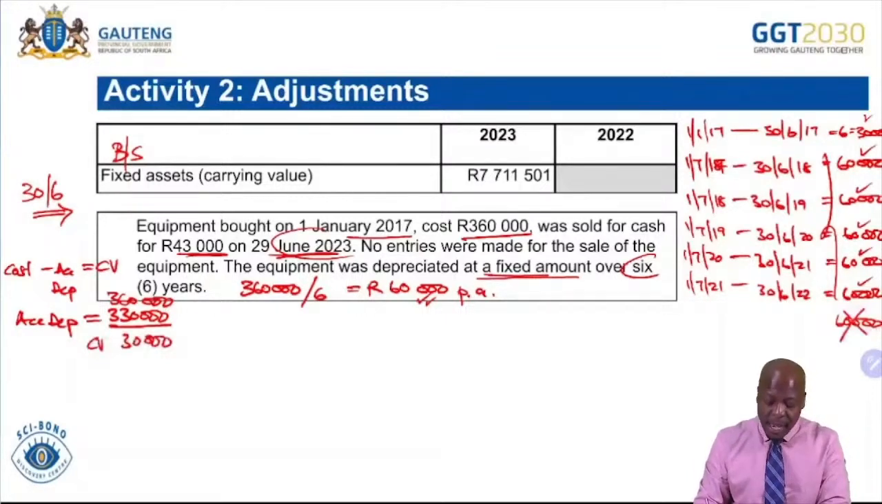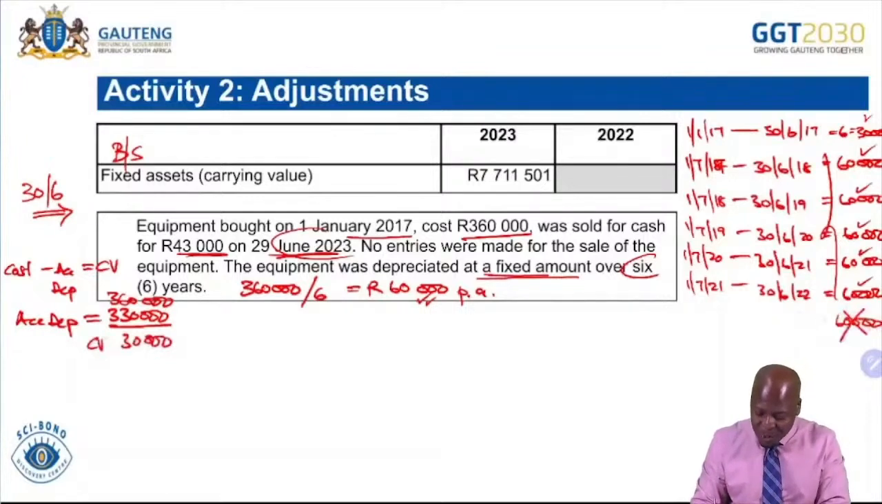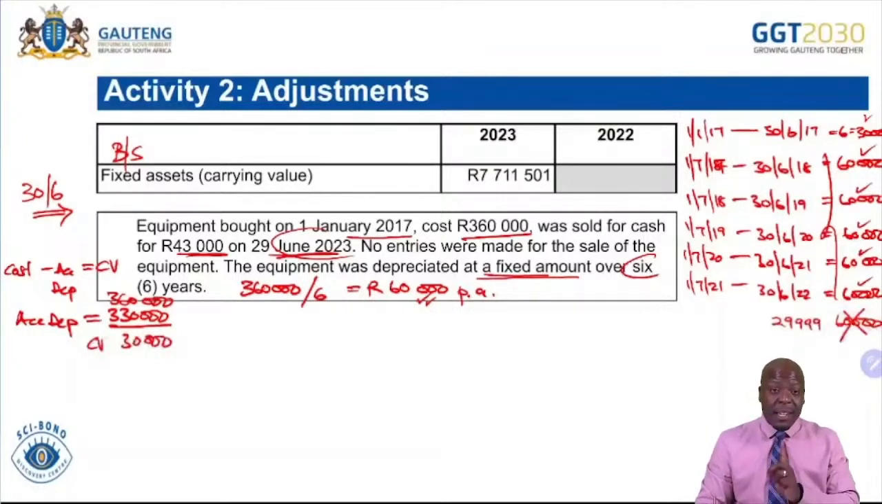Is that possible? No. Already in your mind, you now understand that the 1 rand residual value principle kicks in. That means in this year, this asset, when we got to the end of the year, it could not lose 60,000 like the previous years. It could only lose 29,999. That means it had now reached the 1 rand residual value point. Are you still following me? So when we sold it, it only had a carrying value of 1 rand.